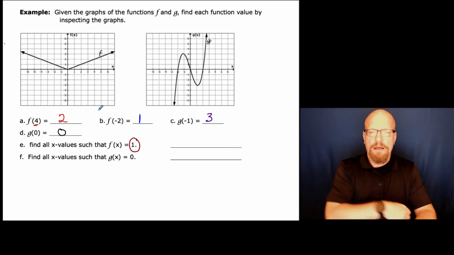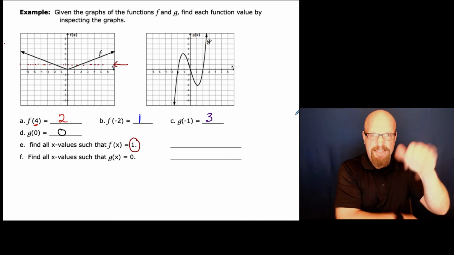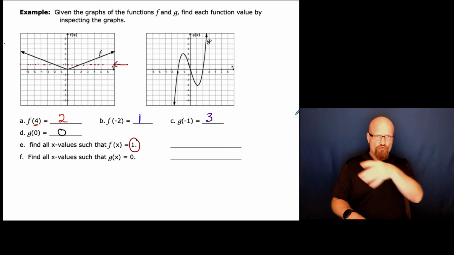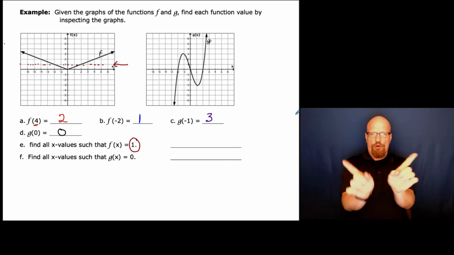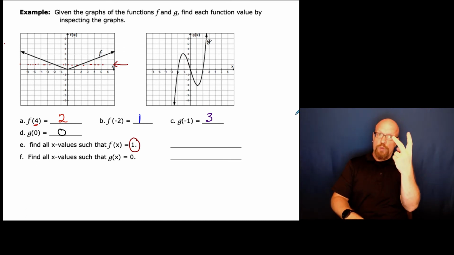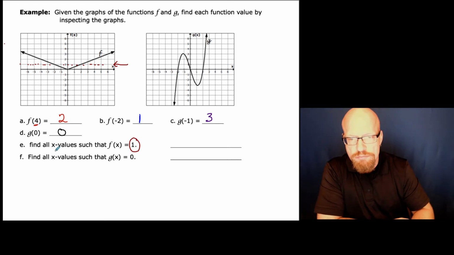Now where is that on our graph? That line corresponds with y equals 1 on the coordinate plane. Now we have to find out where this touches the graph of f of x. Now there can be two answers for x, as we see here.